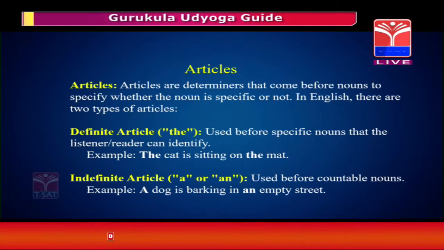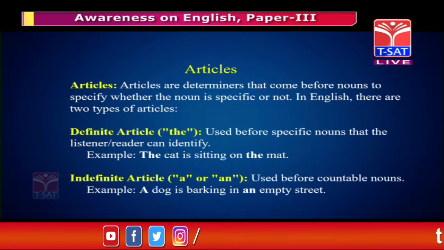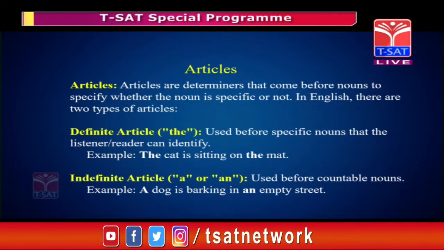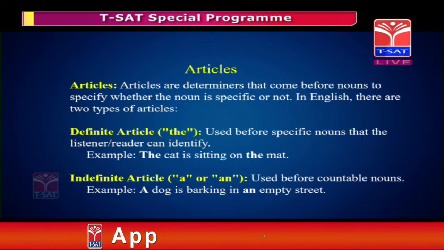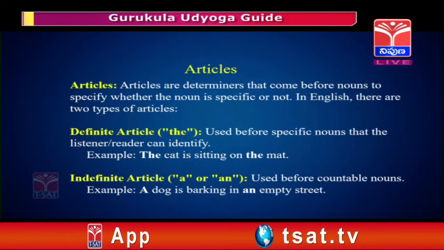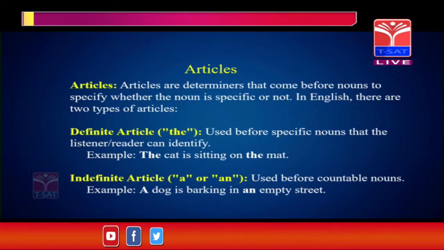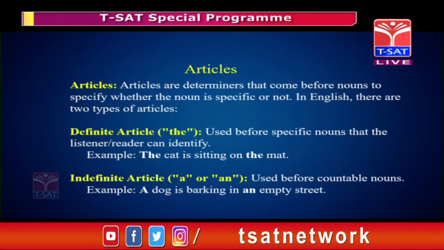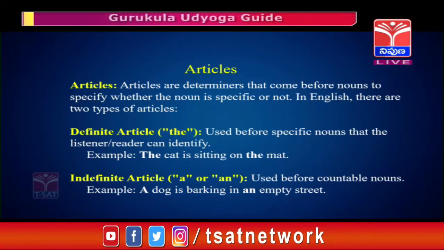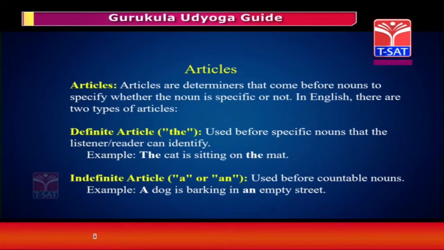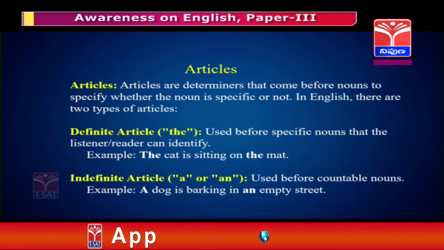The other component we will definitely know is articles. We have two kinds. These articles demonstrate what kind of noun it is, whether it is singular, plural or whatever. All these articles come before the noun. One is the definite article and the other is the indefinite article. The is considered the definite article; a and an are considered indefinite articles.